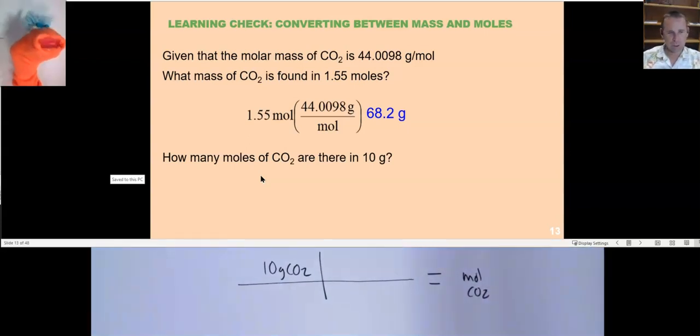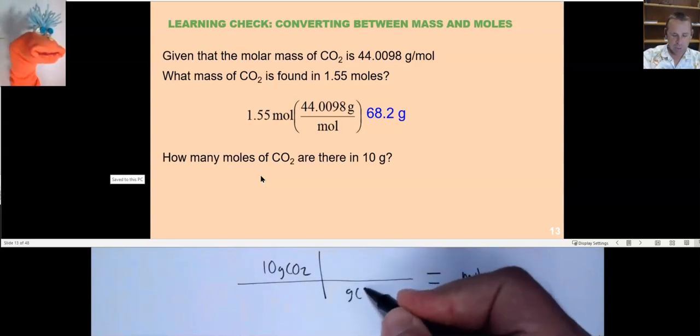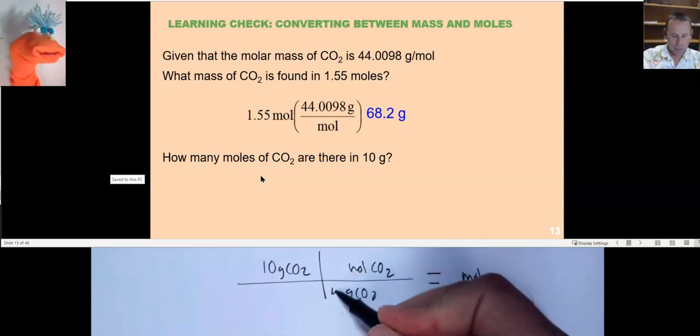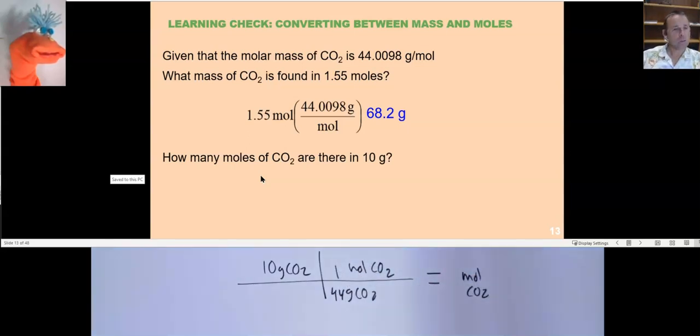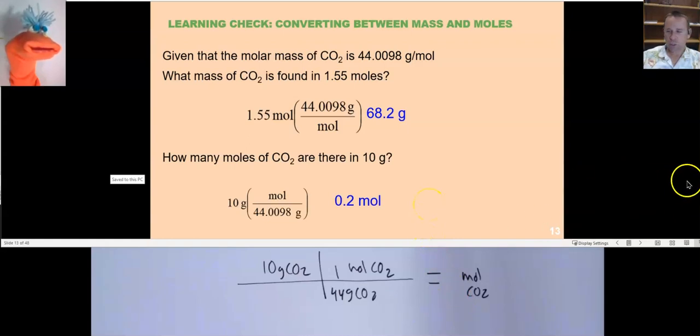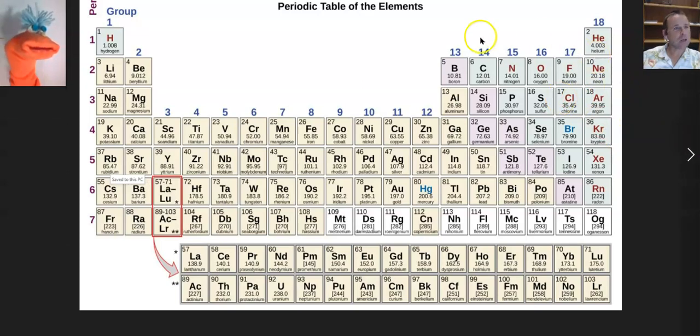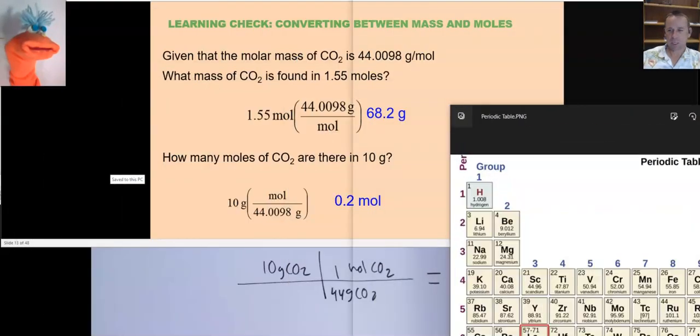Then you use the molar mass of carbon dioxide. That's right. I can go from grams of carbon dioxide to moles of carbon dioxide with the molar mass, and there's 44 grams per mole. It tells us that up there. We could have also added it up on the periodic table, right? Okay, good. So 0.2 moles of carbon dioxide.